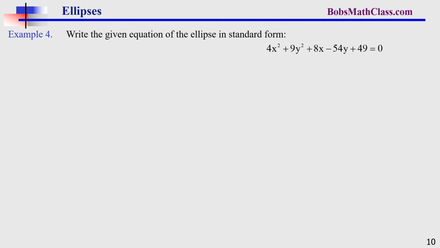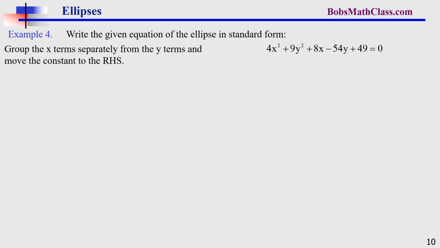Okay, here we go. 4x squared plus 9y squared plus 8x minus 54y plus 49 equals 0. Okay, the 49, we're going to kick over to the right-hand side. We're going to put the x's together and the y's together. So that's 4x squared plus 8x plus 9y squared minus 54y equals negative 49.